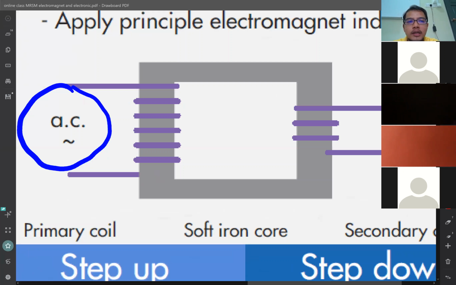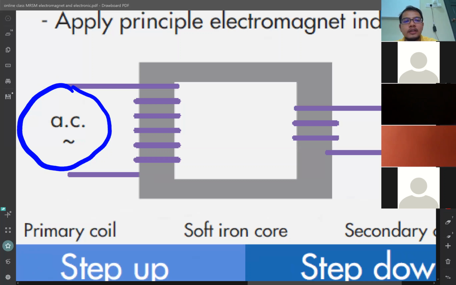If we go to induction, remember back, induction only happens when there is a cutting of magnetic field, which is the wire needs to move or the magnet needs to move. And the transformer doesn't move. How can a transformer produce a current based on induction? Because the wire doesn't move, the soft iron core does not move. So how? The real reason is based on the alternating current.